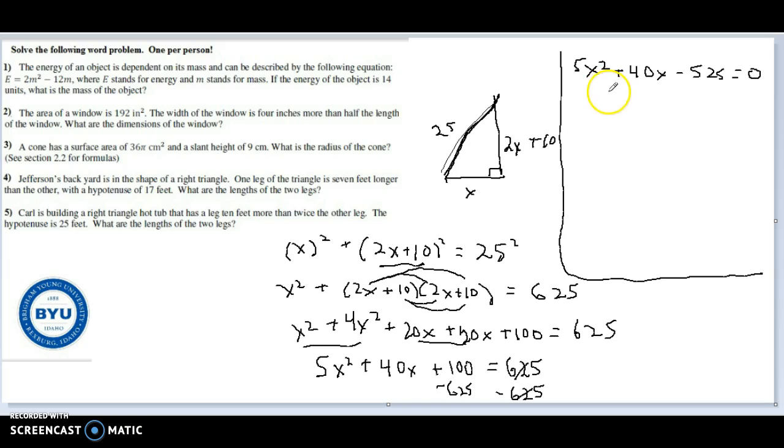Alright, so we're ready to factor, and we should first look for a greatest common factor. Do any of these have something in common as a factor? And yes, 5 is a common factor, so I'm going to factor out 5. And I get this.